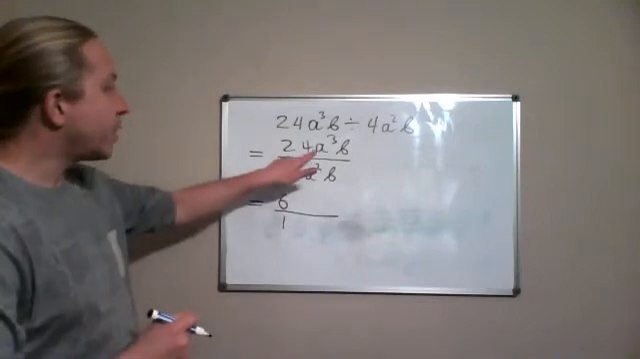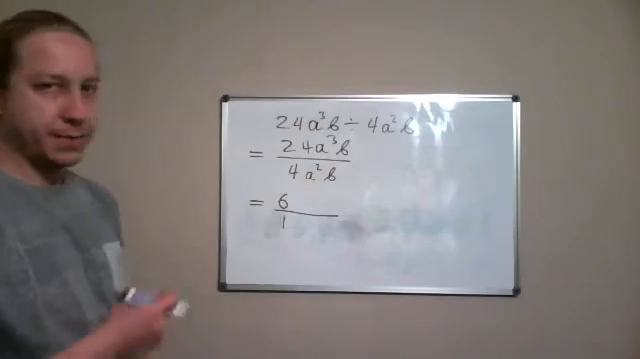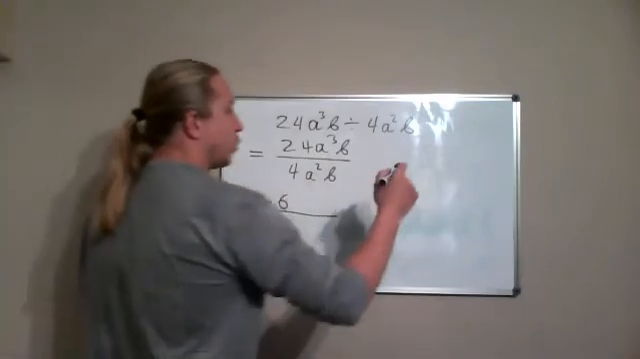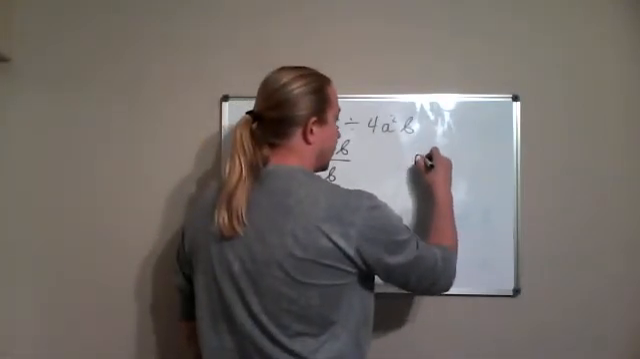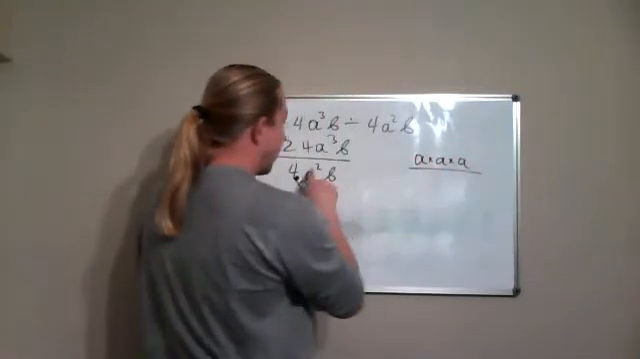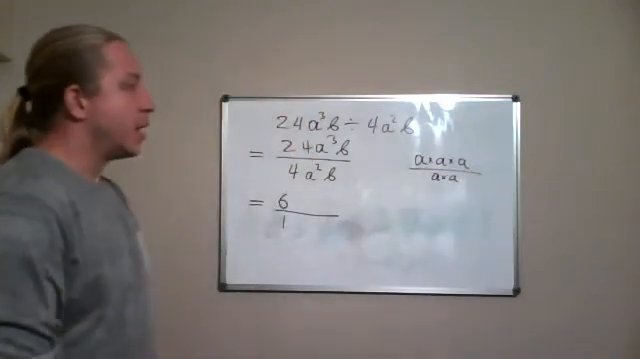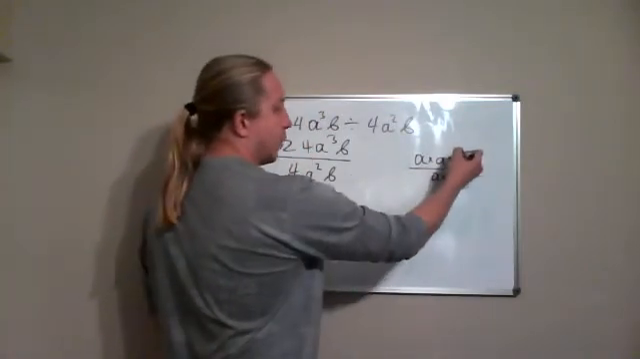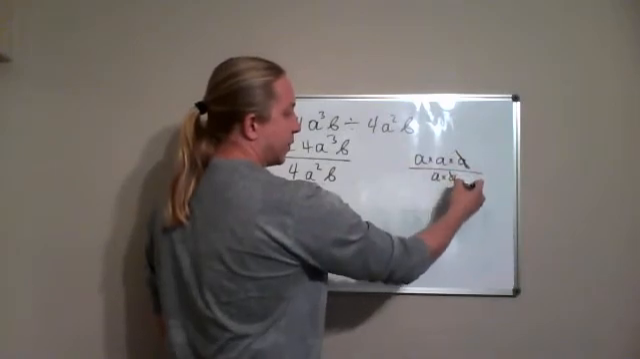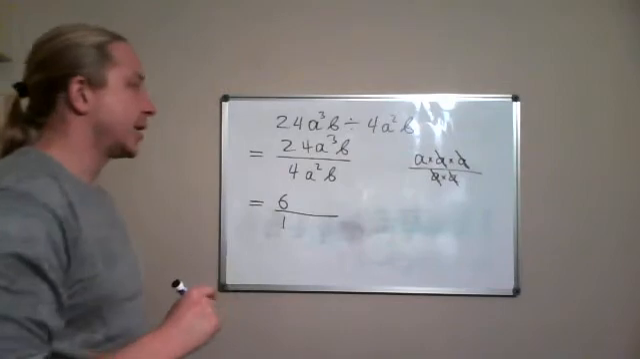Okay. Then we have a cubed divided by a squared. Let me just show you what this really means. A cubed is a times a times a, over a squared, which is a times a. So when we divide, we can cancel like terms. So that a cancels with that a, and that a cancels with that a, and we're left with just an a.